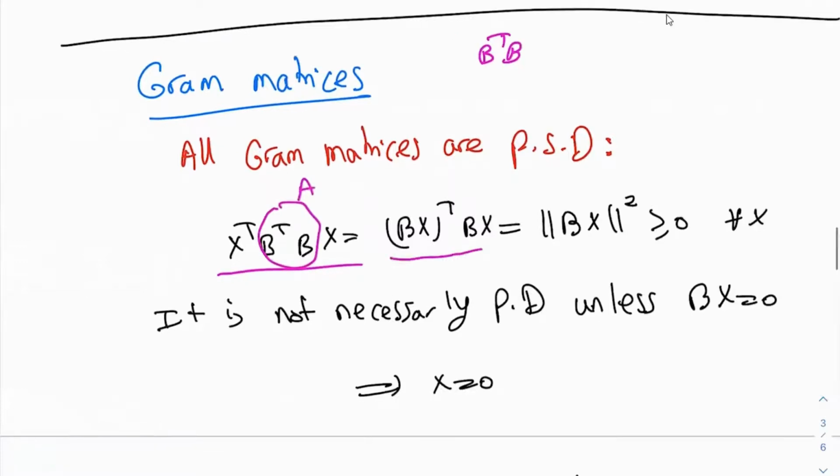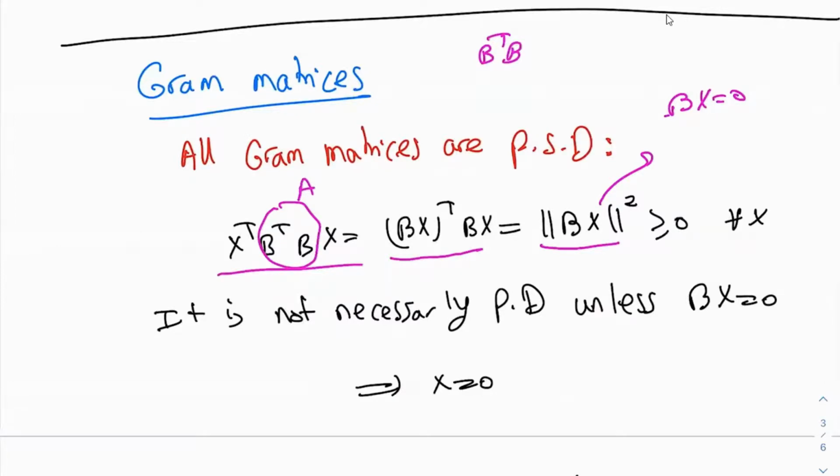Now we are all experts. You can write this one as (Bx) transpose times Bx. This is equal to the norm of Bx squared. In general, this is greater than or equal to 0, because this is equal to 0 if Bx is equal to 0. So in general, this is greater than or equal to 0. So a Gram matrix in general is positive semi-definite, right?